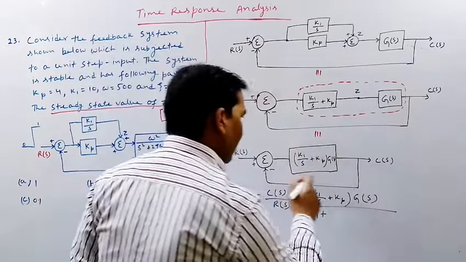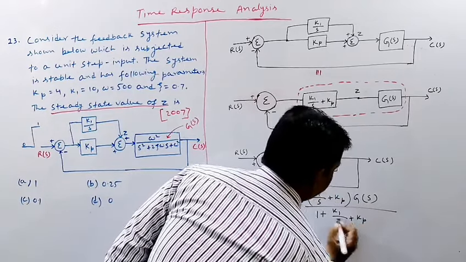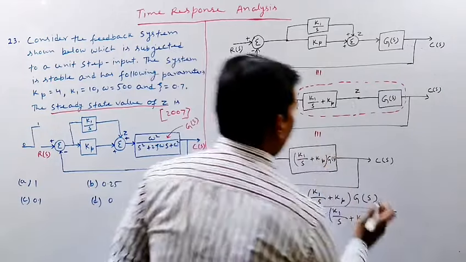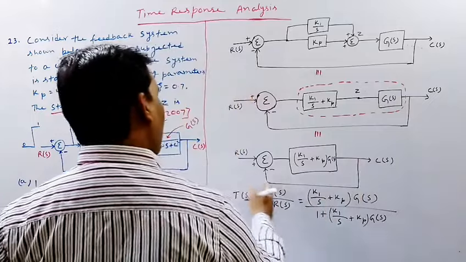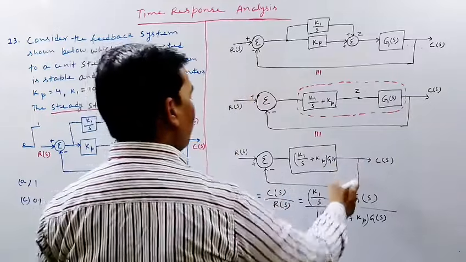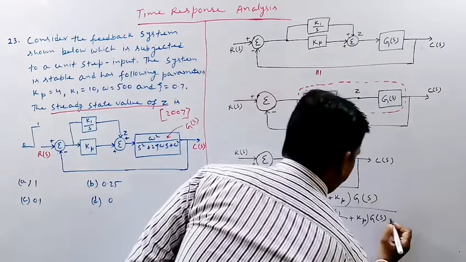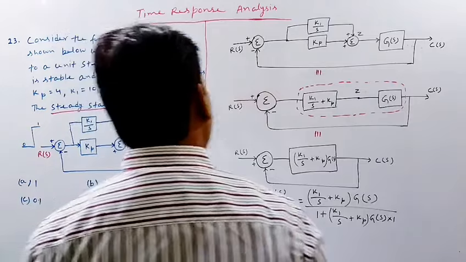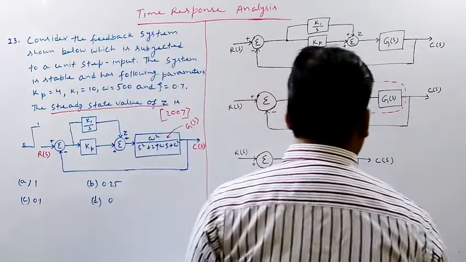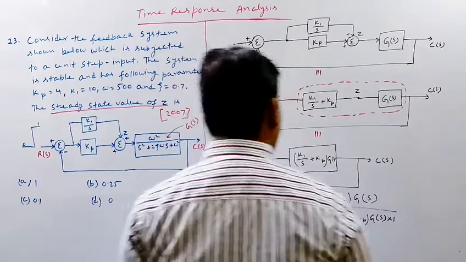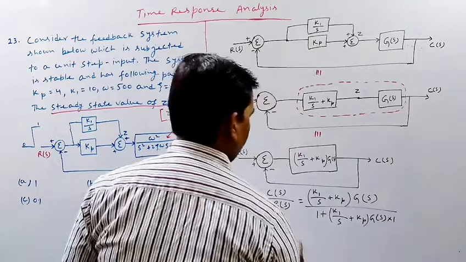So 1 plus, this is the equivalent G for this block, and HS. The feedback loop has its gain as 1, so it will be 1. So now what will be the equation finally? The equation will be like this. We can write here K1/S plus Kp, GS.